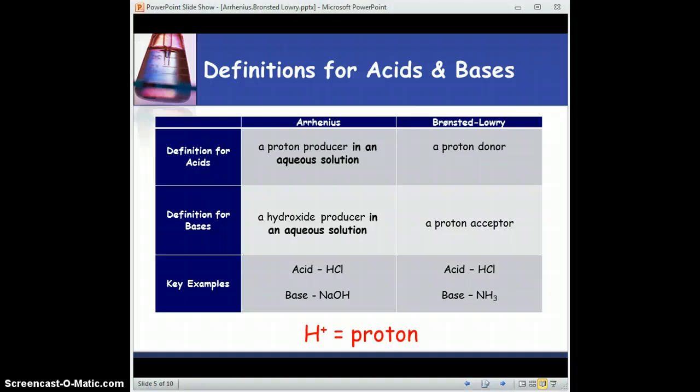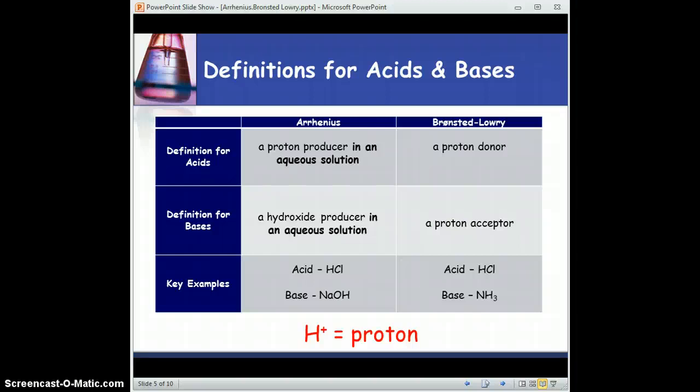To sum up, acids are losers. Acids lose protons, so they're going to lose the hydrogens in the next part, and bases gain. So acids lose the hydrogens, and bases are going to gain. We're going to use that definition to identify the Bronsted-Lowry acids and bases.